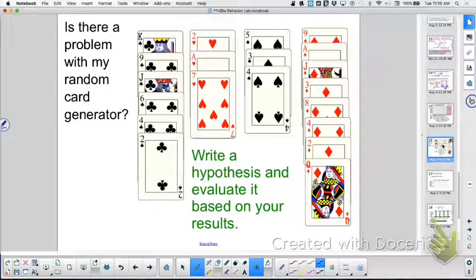Is there a problem with my random card generator? Or is this okay for clubs, diamonds, hearts, and spades? Go ahead and work that out. So it's not good. All right, let me help you out in case you're struggling just a little bit.